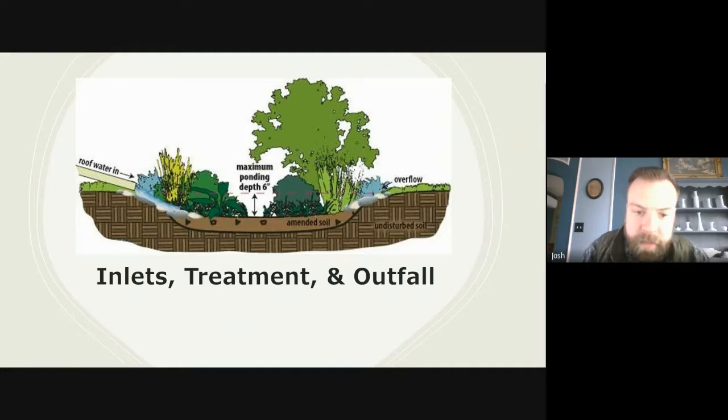Finally, water needs to be able to exit the practice. Most of the time, this is done when, after it has been treated, it can slowly infiltrate out into the native soils below and around the practice. This can also be through a perforated pipe known as an underdrain that empties out and away from the practice after the stormwater has had a chance to be filtered.